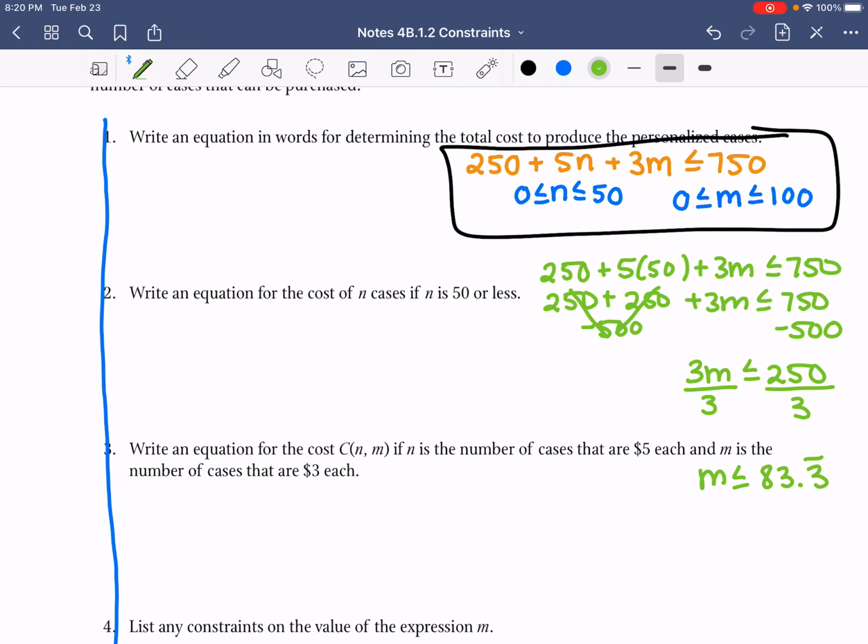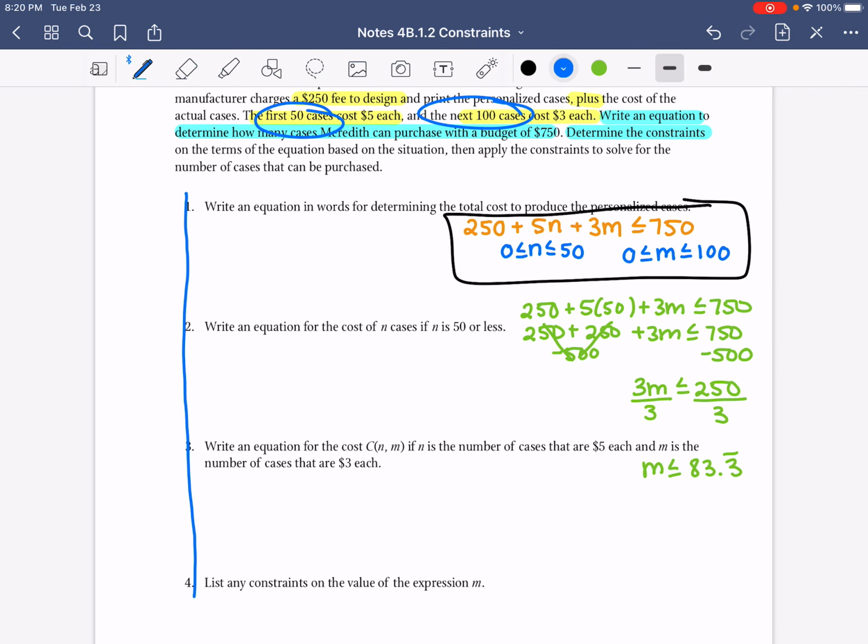All right, well, we're talking about cases. So when we're talking about cases, can we have 0.3 of a case? No. So how many cases can she buy? This is our real world constraint. So if we rounded up to 84, she wouldn't have enough money. So we're going to have to round down to 83 of these $3 cases. These are the $3 ones.